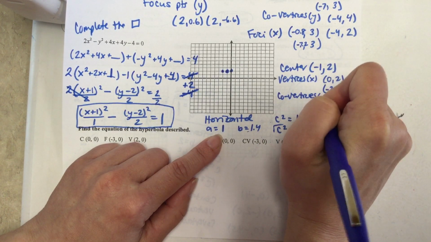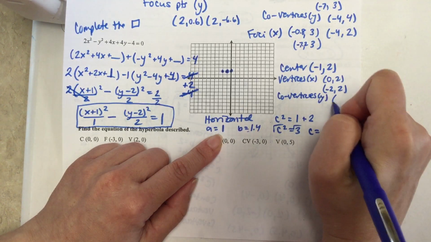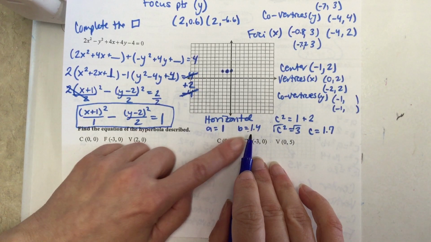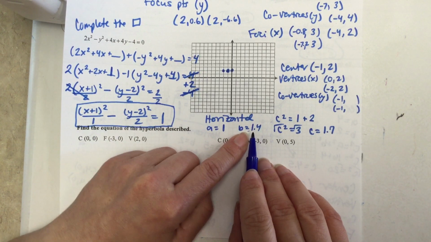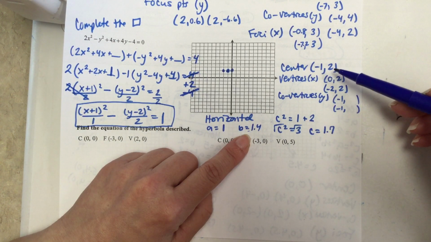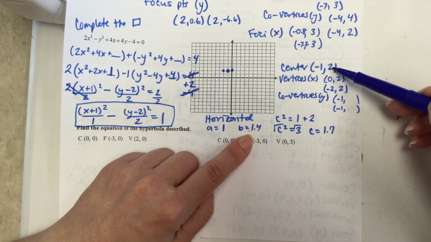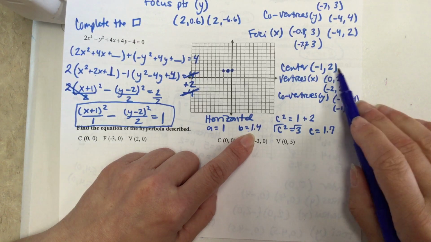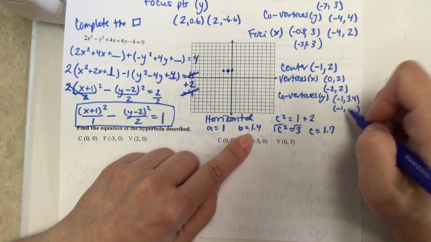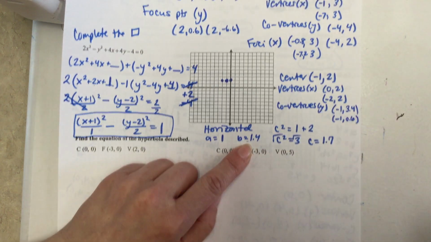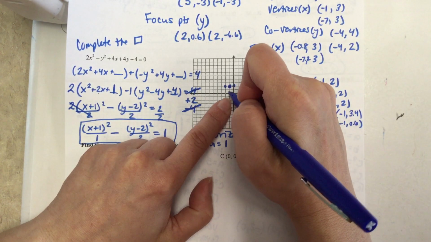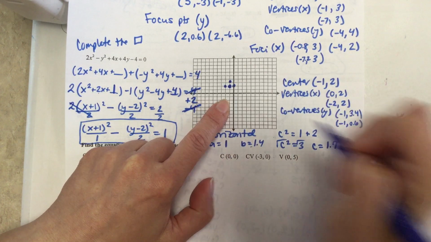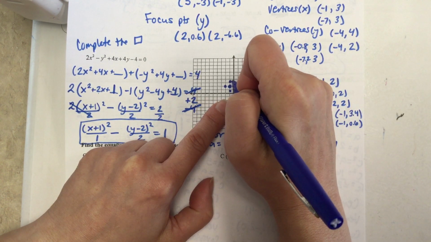Co-vertices. I have to change the y. So I'm keeping the x at -1. Now what I have to do is add and subtract 1.4 from the y value. So 2 plus 1.4 is 3.4. 2 minus 1.4 is 0.6. So I go to the left one, up 1, 2, 3, and a little bit. Go to the left one and up a little bit more than half.